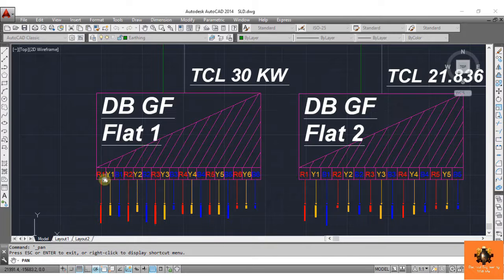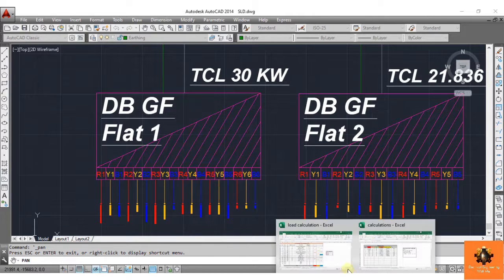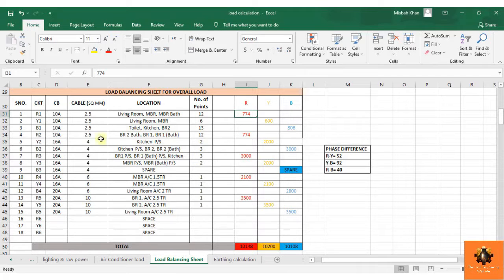As we know that we are feeding the 30 kilowatt of load with 3 phases of electrical power. Therefore, we have to balance the load on all the 3 phases. And about this load balancing concept, or sometimes it is also known as load scheduling concept, you can learn in our electrical designing course. Now I am opening the load balancing sheet. So here you can see how the total connected load of 30 kilowatt is distributed.